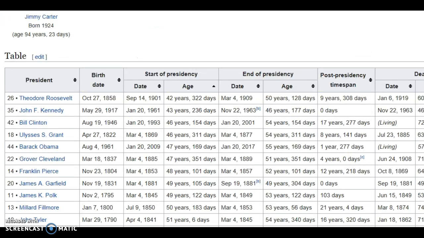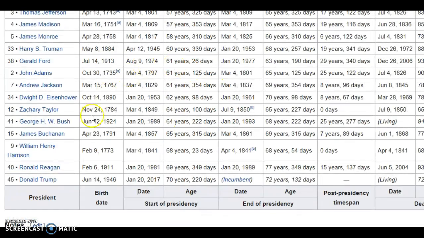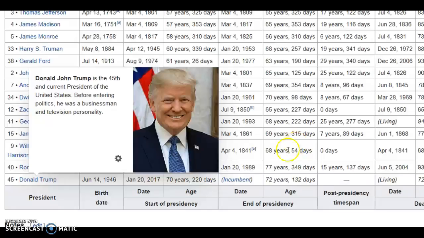So I was curious to find out who was the youngest president of the United States, and came across a Wikipedia table. It seems like Theodore Roosevelt was the youngest president. At age 42, he became the president. And the oldest president is Donald Trump, I think so. Number 45, so I don't know.